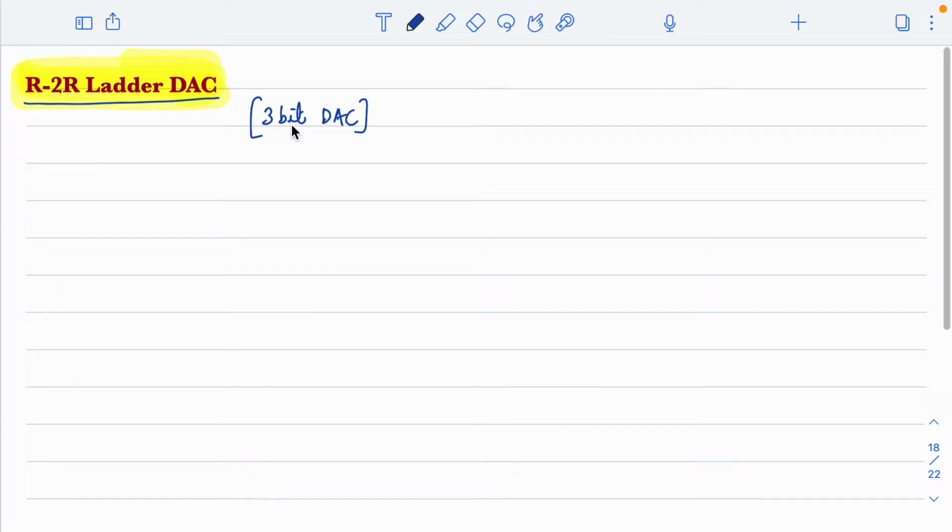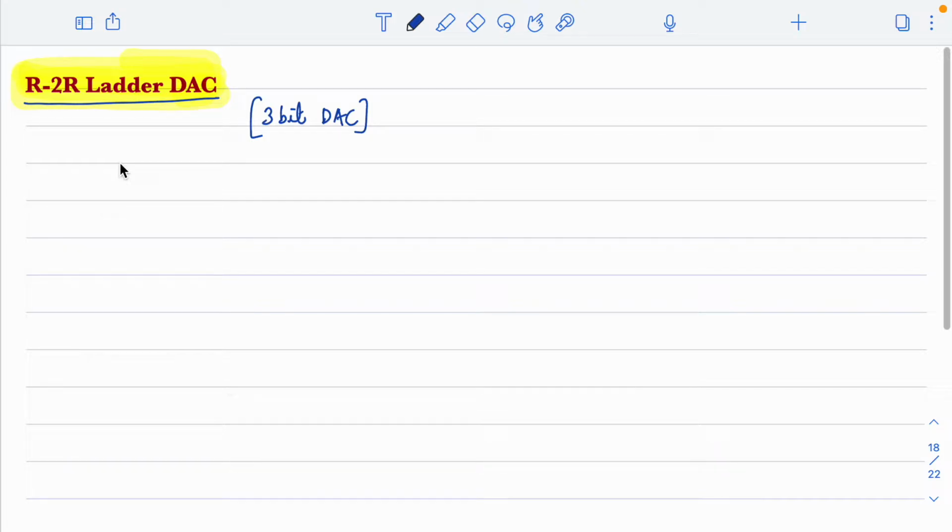Basically, there are two versions of this DAC. One is called the current mode DAC, and another one is called the voltage mode DAC. From the R2R ladder structure we'll be getting a current. We'll be measuring that current across the voltage connected in the feedback loop of an op-amp, and thereby we'll get the output as a voltage, right?